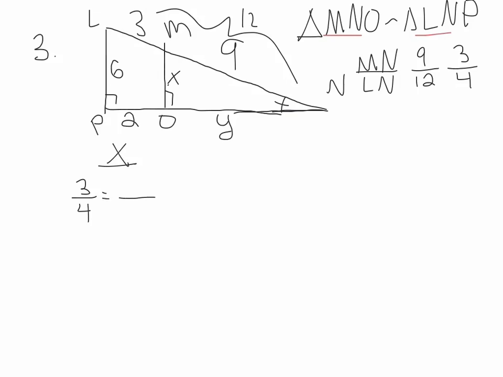So x is MO, the first and last side. MO corresponds to LP, first and last. So I have MO to LP. MO is x, LP is 6. When I cross multiply this, I'll get 4x equals 18. Then x equals 4.5.